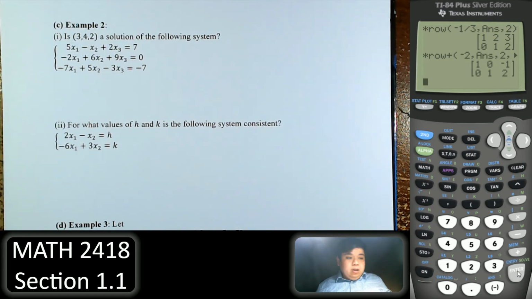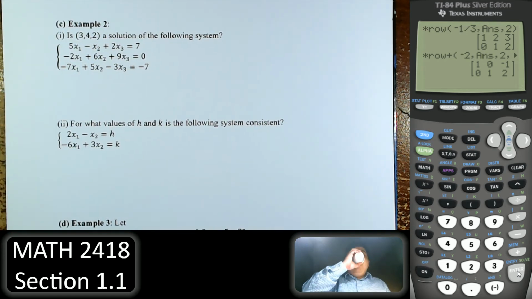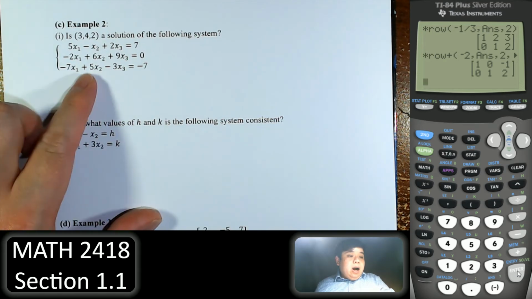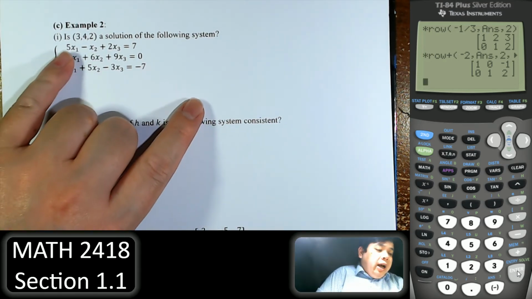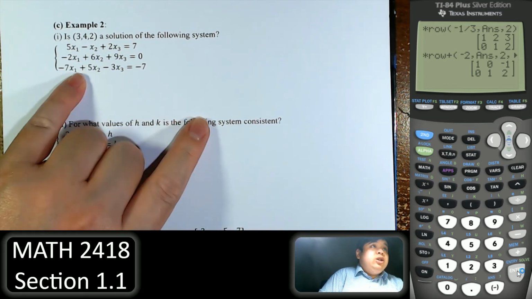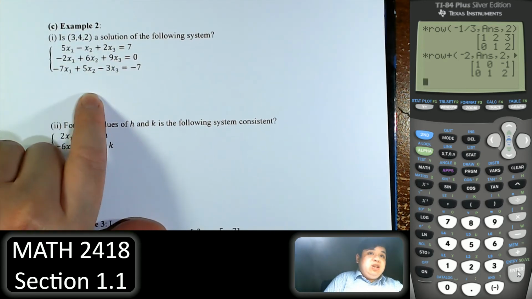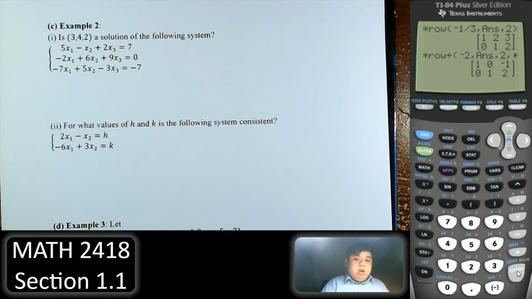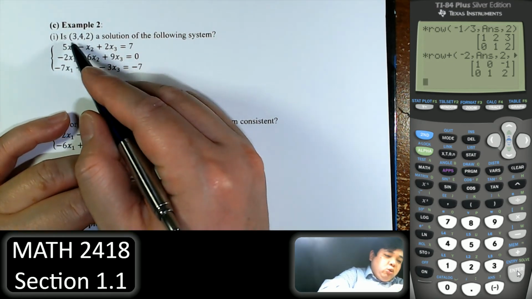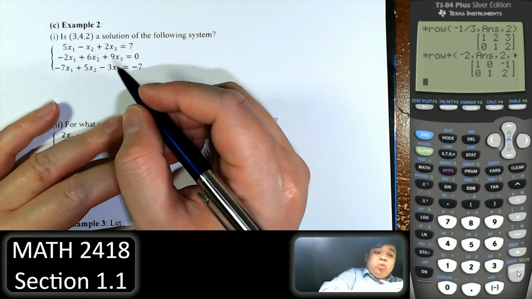Right, next we have a few examples here. Is (3, 4, 2) a solution to this system? By definition, we just substitute that into the system. If it works, it works. So we're going to put 3, 4, 2 into x1, x2, and x3 respectively.